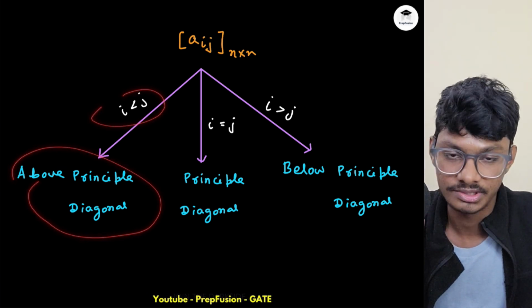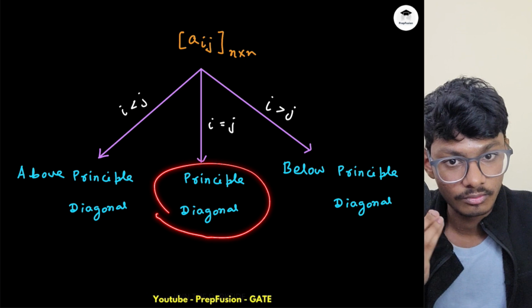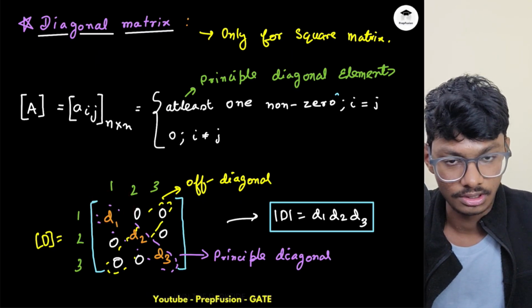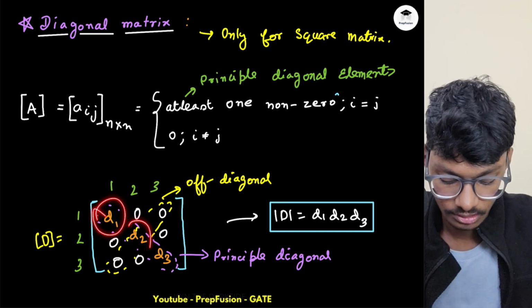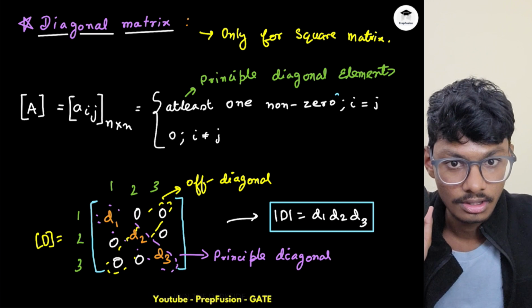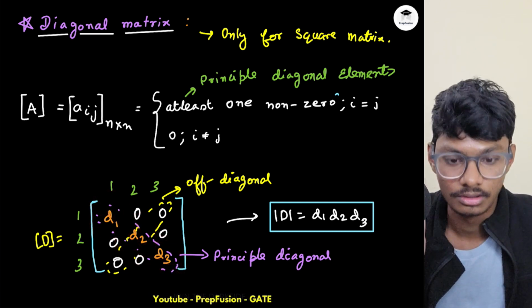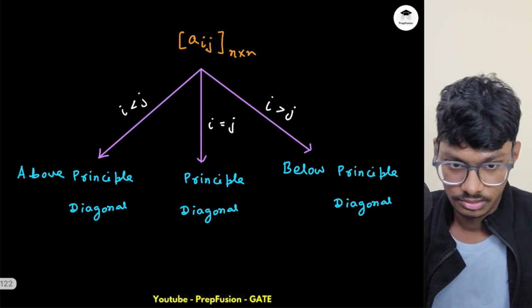So that's why this is above the principal diagonal and this is below the principal diagonal. And when I is equal to J, the column number and the row number are the same, then it is known as the diagonal element, the principal diagonal. Here you can see these are the principal diagonal elements: 11, 22, 33.